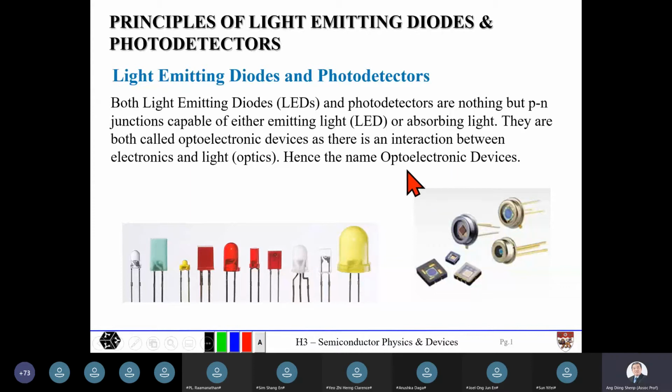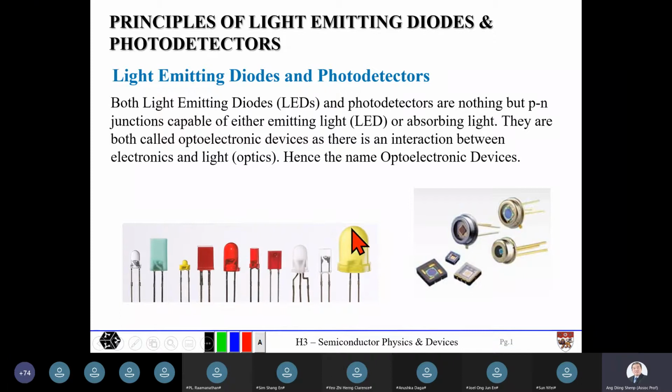Now, what are optoelectronic devices? Optoelectronic devices are semiconductor devices which operate based on an interaction with light. There are 2 very important examples. The first one is the light emitting diode. The diagram on the left shows you the different types of light emitting diodes. I think most of you are aware how an LED looks by now.